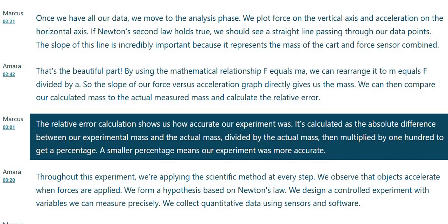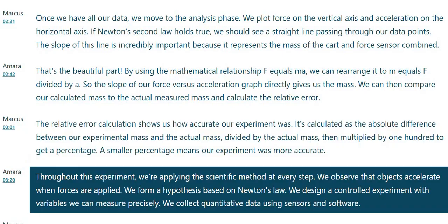The relative error calculation shows us how accurate our experiment was. It's calculated as the absolute difference between our experimental mass and the actual mass, divided by the actual mass, then multiplied by 100 to get a percentage. A smaller percentage means our experiment was more accurate.